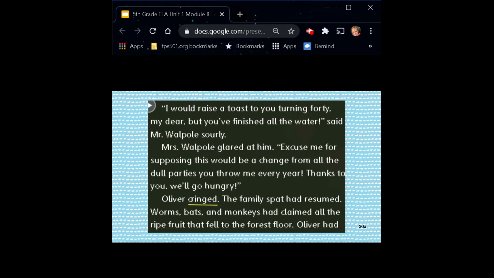There were several places, I would agree. First of all, Oliver wished her a happy birthday, right? And she had chosen to go on this trip for her birthday party. And then, Mr. Walpole said he would toast her to turning 40, but he was pretty grumpy, wasn't he? What evidence from the text supports the idea that Mr. and Mrs. Walpole argue frequently? Find it.